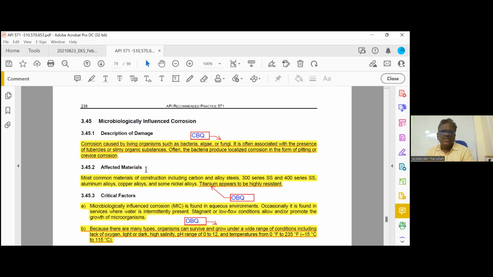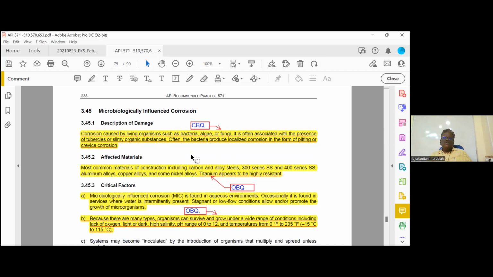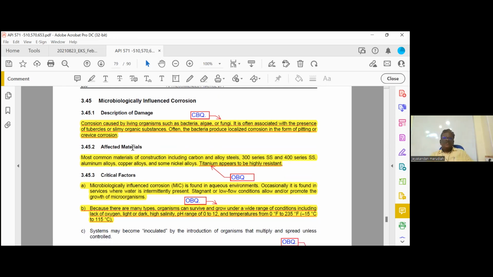Another important damage mechanism, so please highlight this one. Corrosion caused by living organisms such as bacteria, algae, and fungi. It is often associated with the presence of tubercles or slimy organic substances. Often the bacteria produce localized corrosion in the form of pitting or crevice corrosion. Closed book question: it affects most common materials of construction including carbon steel. This is an open book question. Titanium is highly resistant.